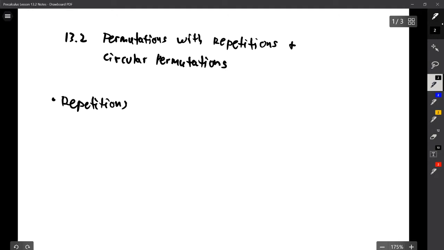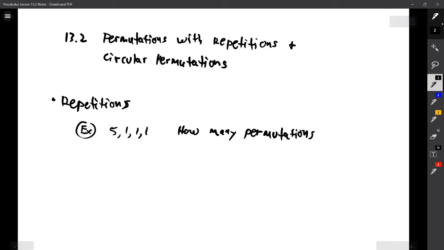So let's say we had a set of digits, and let's just say we had a 5 and 3 1s, and we want to know how many different permutations. Well, at face value, we have 4 objects, and if we're using all 4 of them, then we would have permutations of 4 objects taken 4 at a time, and that's 4 factorial, which is what? 4 times 3 is 12 times 2, so that's 24.